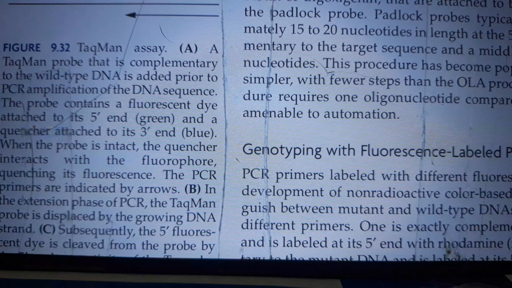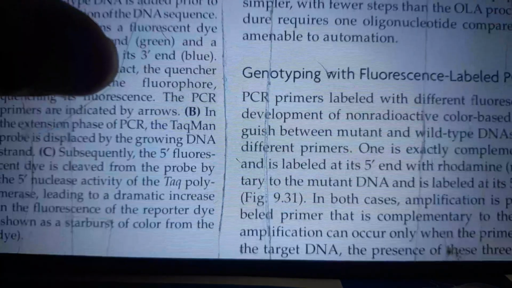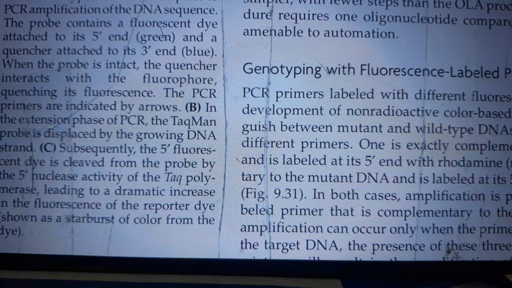A TaqMan probe that is complementary to the wild-type DNA is added prior to the PCR amplification of the DNA sequence. The probe contains a fluorescent dye attached to its 5' end, green, and a quencher attached to its 3' end, blue. Right? When the probe is intact, the quencher interacts with the fluorophore.